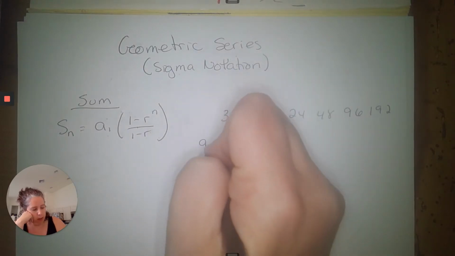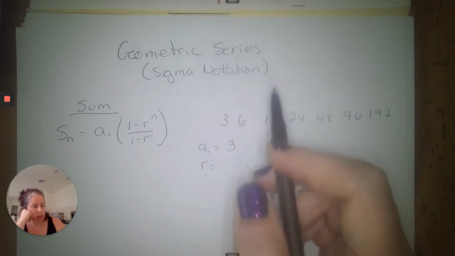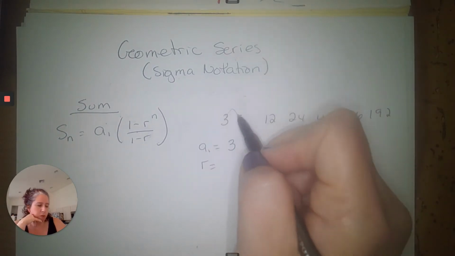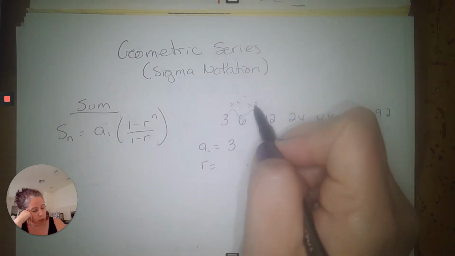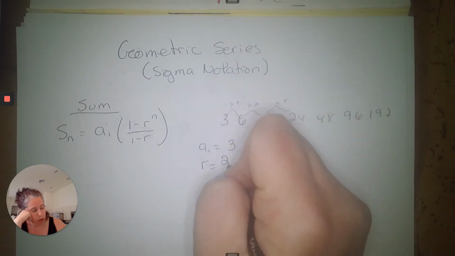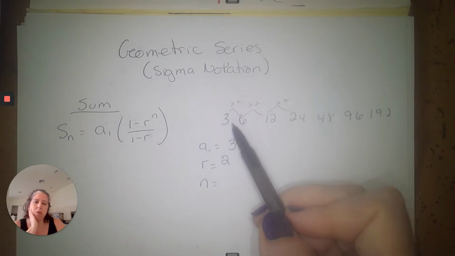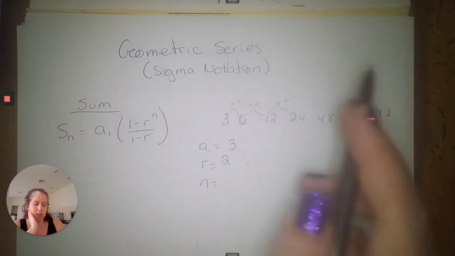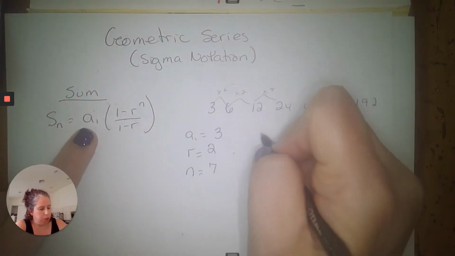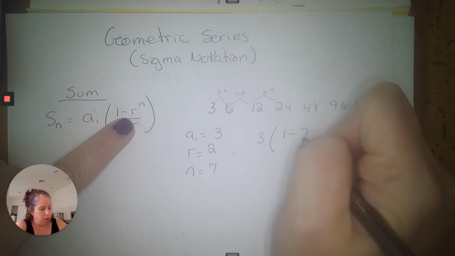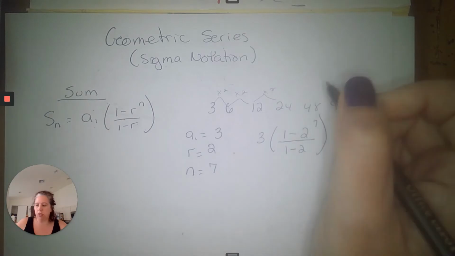I need to make sure you remember how to use the formula. So I need A1. That's the first term, and it's going to be 3. I need r, which is how you get from one term to the next. From 3 to 6, remember, they're geometric, so you're multiplying. This is times 2, times 2, times 2. So r is going to be 2. And n is the number of terms you have. Since we have a straight series here, I can just count them: 1, 2, 3, 4, 5, 6, 7. So n is going to be 7. Let's plug it in. We have A1, which is 3, times 1 minus r, which is 2, to the n power, divided by 1 minus 2.